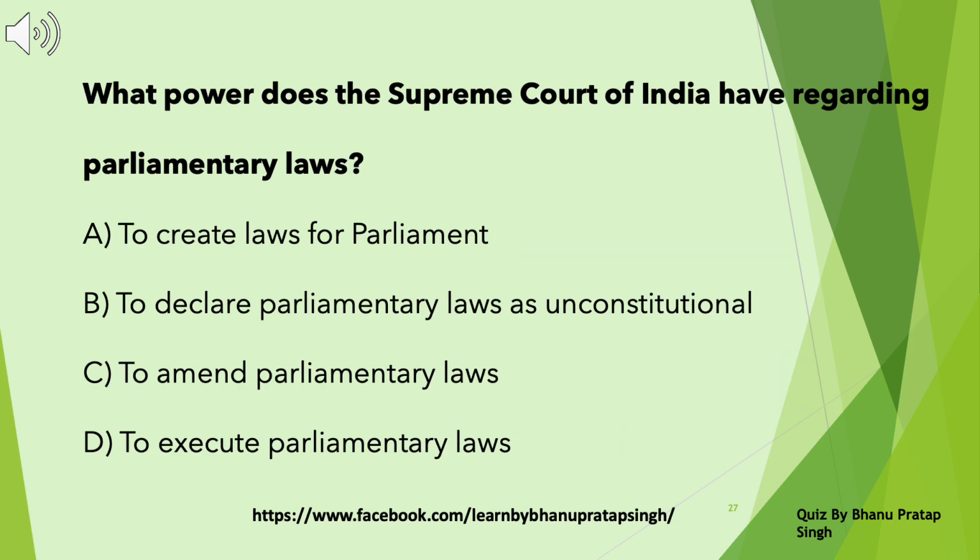What power does the Supreme Court of India have regarding parliamentary laws? A. To create laws for Parliament. B. To declare parliamentary laws as unconstitutional. C. To amend parliamentary laws. D. To execute parliamentary laws. Choose the correct answer. Answer B. To declare parliamentary laws as unconstitutional.